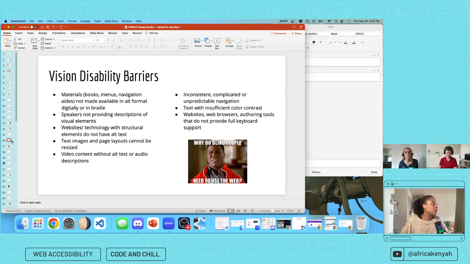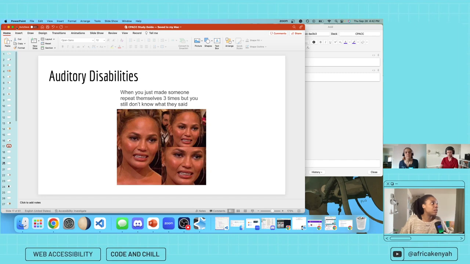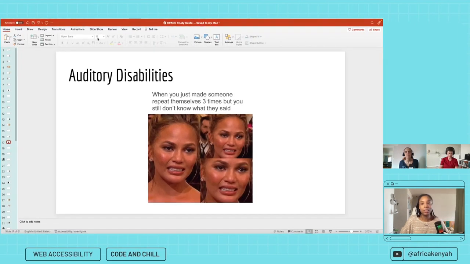All right, so we're going to move on and start with auditory disabilities. I'm going to talk a little bit about auditory disabilities. On my screen, I have a little meme because y'all know I love memes. The text says, when you just made someone repeat themselves three times, but you still don't know what they said. And it's Chrissy Teigen with her face looking like, what's going on?